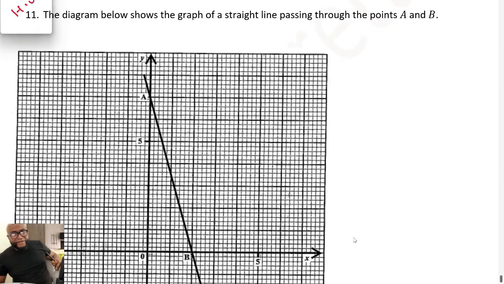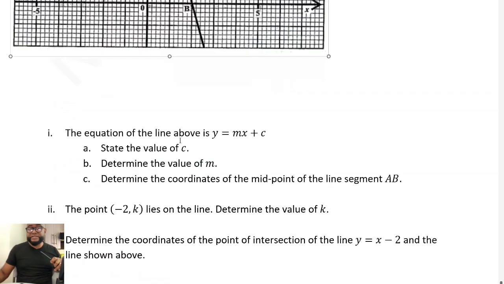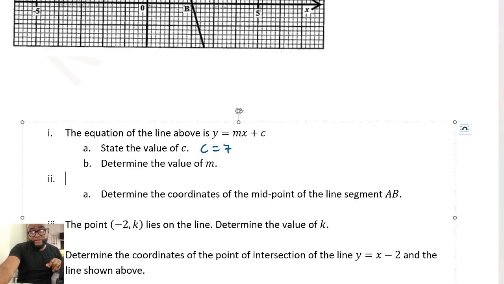Right. So the first thing they want us to do is to find the value of C. C is your y-intercept. So your line is cutting the y-axis at 7. So all you put here is C is equal to 7. Now they want the gradient of the line. So we have to do a little working now.